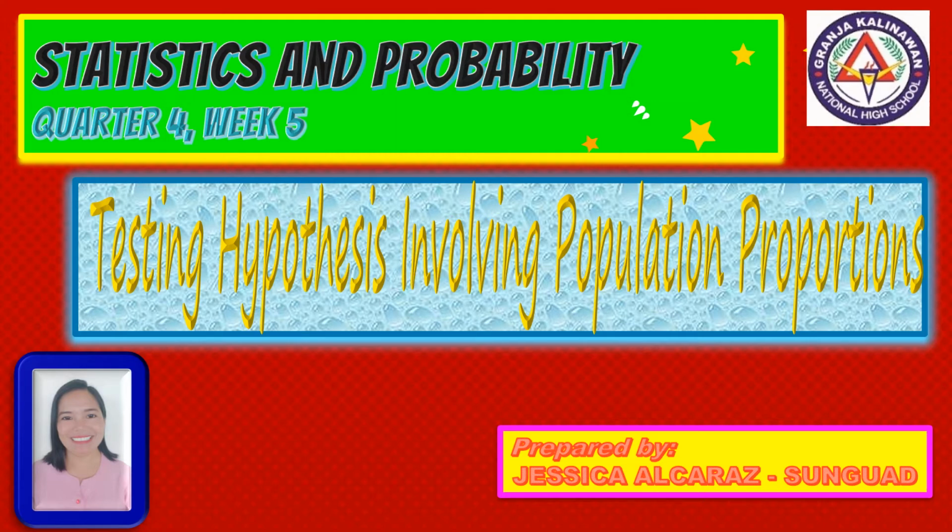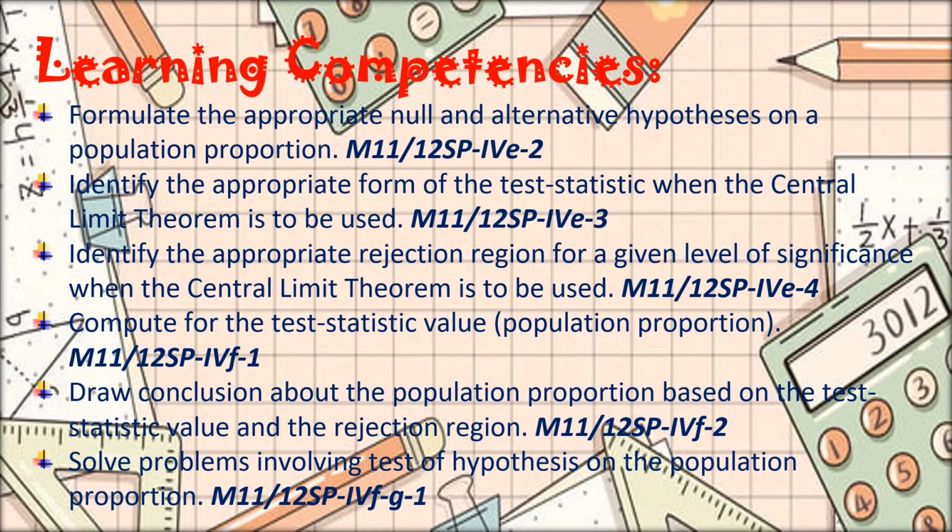We are in quarter 4, week 5, and for week 5, we will be talking about testing hypothesis involving population proportions. We have 6 learning competencies for this week, which can be seen in your learning activity sheets.